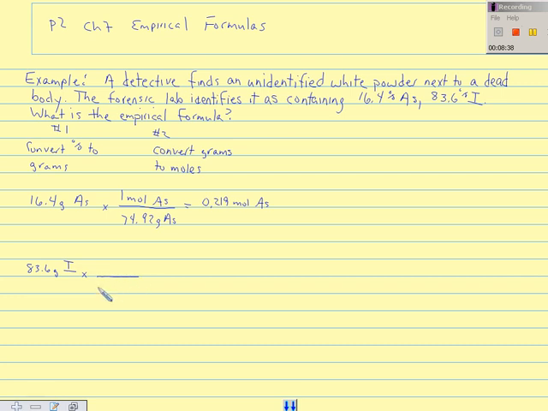We're going to do the same thing for iodine. The molar mass of iodine is 126.90 grams of iodine for every 1 mole of iodine. We convert that into moles, and we get 0.659 moles of iodine. Step number 3, convert moles to subscripts.